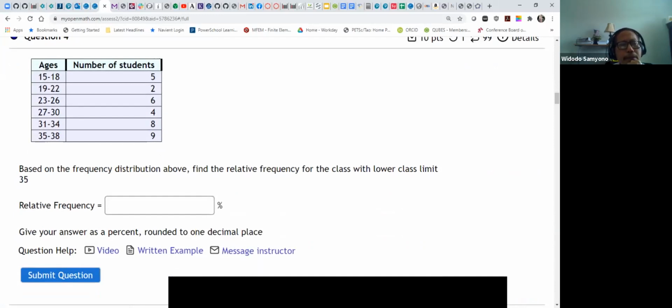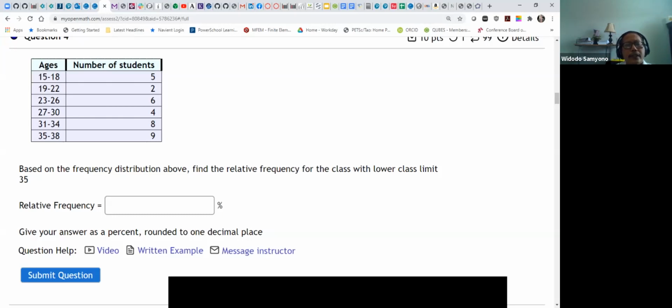You're looking for the relative frequency for the class with lower class limit 35. The class with lower class limit 35 will be this class, and this is the frequency. If you're looking for the relative frequency, you need to divide the frequency by the total frequency.